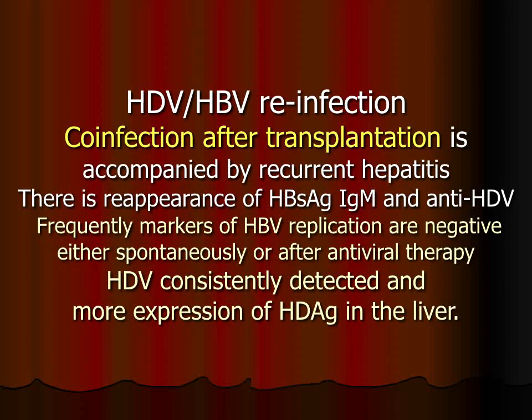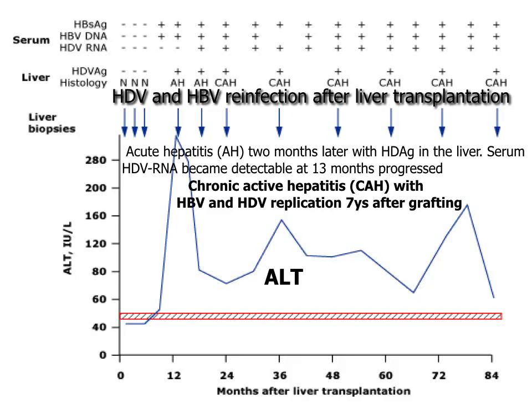Hepatitis D virus and B virus reinfection, co-infection after transplantation, is accompanied by recurrent hepatitis. There is reappearance of surface antigen, IgM anti-HDV. Frequently, markers of B replication are negative, either spontaneously or after antiviral therapy. HDV is consistently detected, with more expression of antigen in the liver. This is hepatitis D virus and hepatitis B virus reinfection after liver transplantation. We find chronic active hepatitis with B and D replication in the graft.